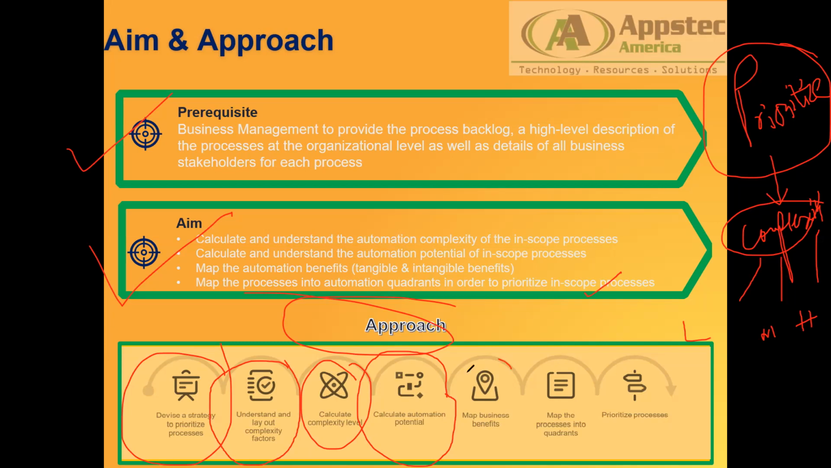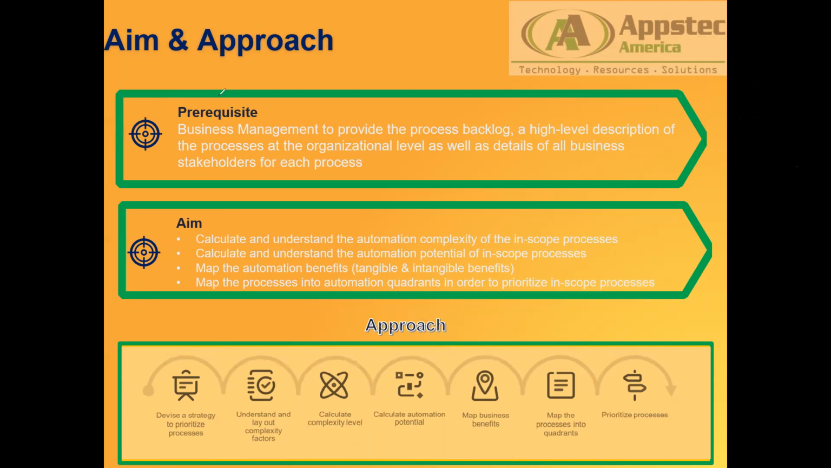Then we're going to map the business benefits. What are my tangible benefits? Tangible is something direct. Intangible means I'm, let's say, not going to get it in terms of revenue directly to my company, but I'm going to get it in terms of headcount benefits, right? Next is to map the processes into quadrants, which we'll see, and then we will prioritize each of the processes for the development work. So that's the strategic approach that goes in when we talk about opportunity assessment. We first do the aim and prerequisite, and then we talk about the approach.